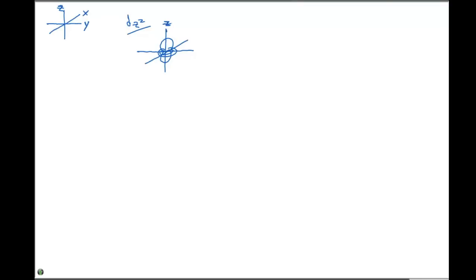The x squared minus y squared orbital lies directly along the x and the y axis. So if we draw these out, and here's our x and our y axis, these orbital lobes are going to fall directly along the x and the y axis. So this is what our dx squared minus y squared orbital will look like.